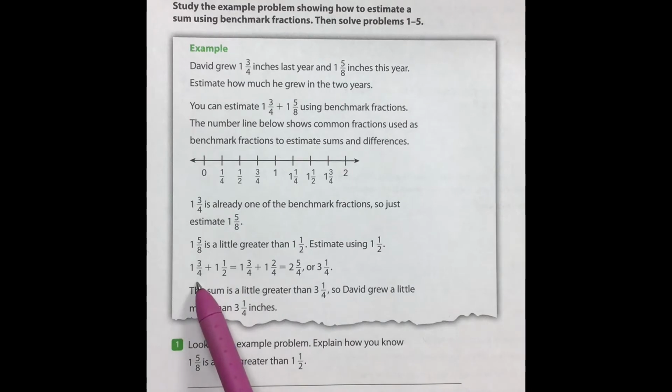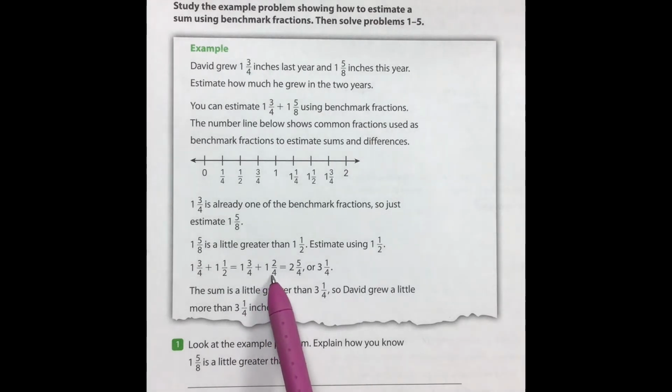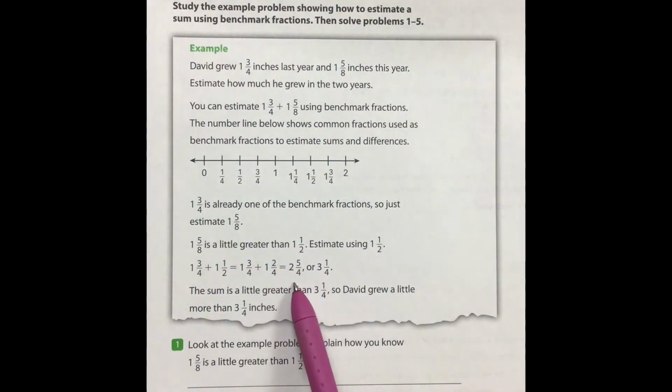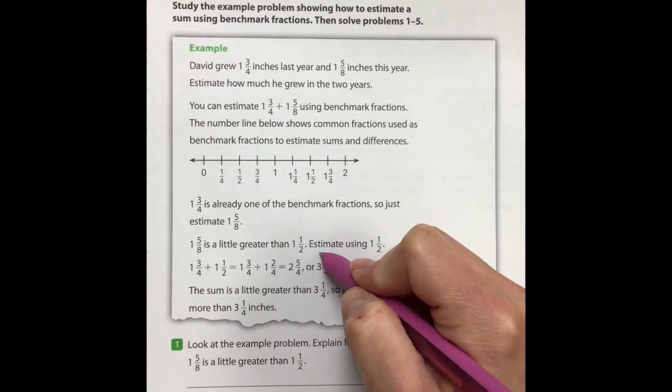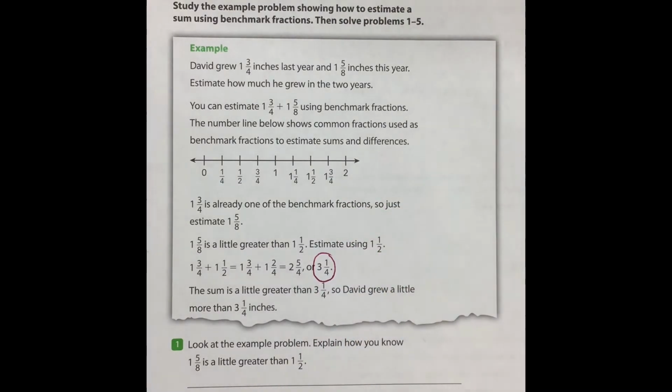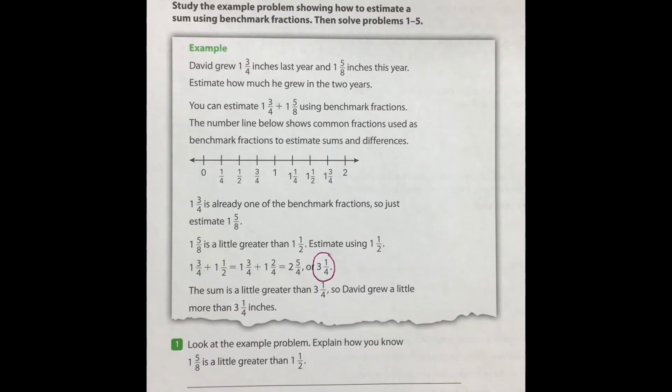So we have 1 3/4 plus 1 1/2, and they've changed that to 1 3/4 plus 1 2/4, which is 2 5/4 or 3 1/4. So this is our estimation for our problem. So the sum is a little greater than 3 1/4, so David grew a little more than 3 1/4 inches.